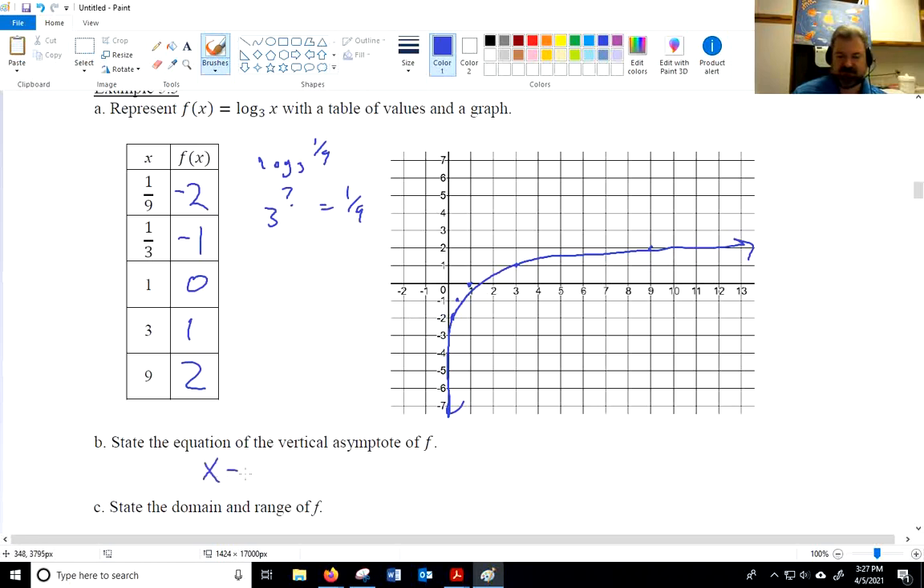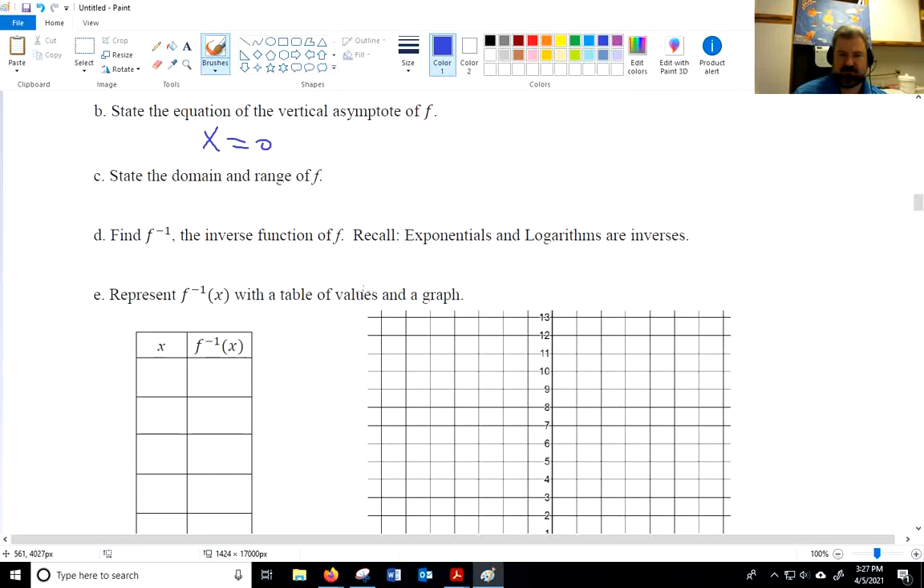The vertical asymptote, again, is x equals 0. The domain is 0 to infinity, and our range is negative infinity to infinity. The inverse of, remember, let me just write this again. It was log base 3 of x. So the inverse would be the exponential 3 to the x.